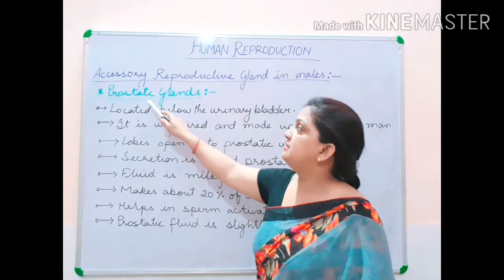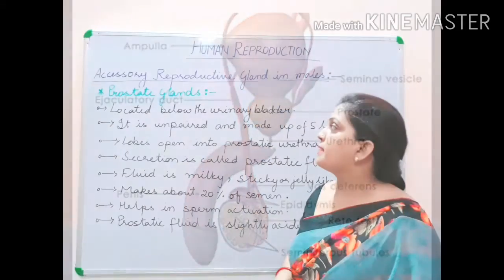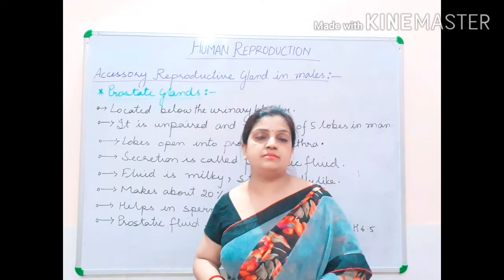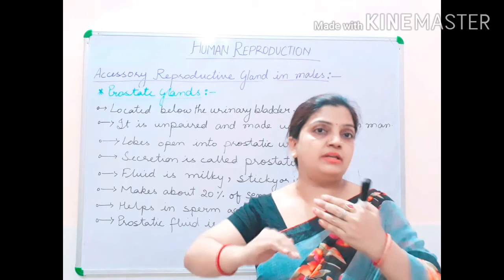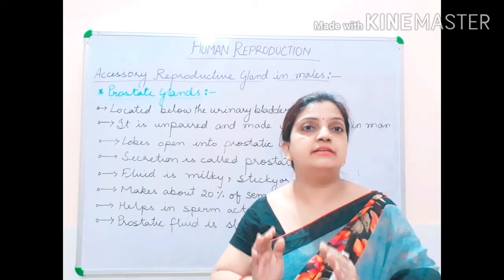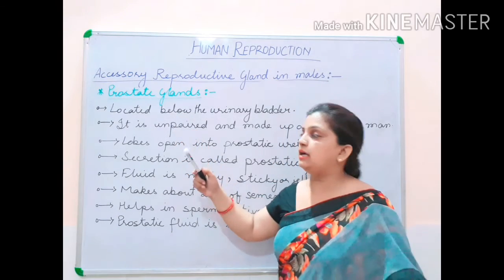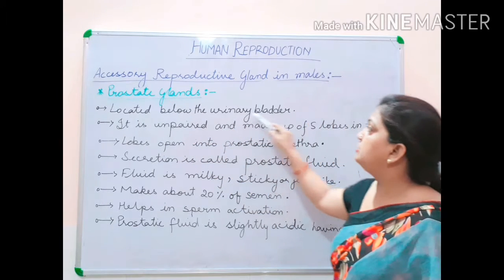Of males, that is your prostate gland. Now children, in the structure of the male reproductive system, you have seen that beneath the urinary bladder, the prostate gland is located. So today we are going to discuss that prostate gland only. It is located below the urinary bladder.